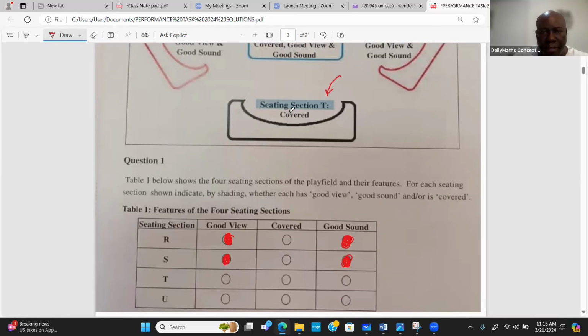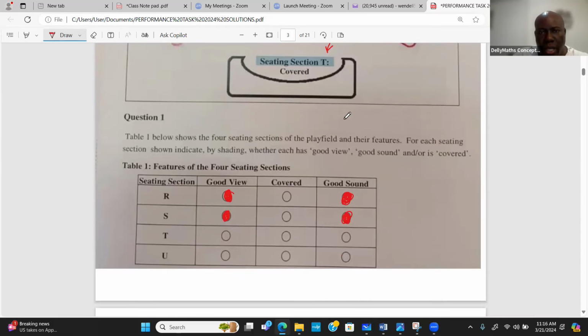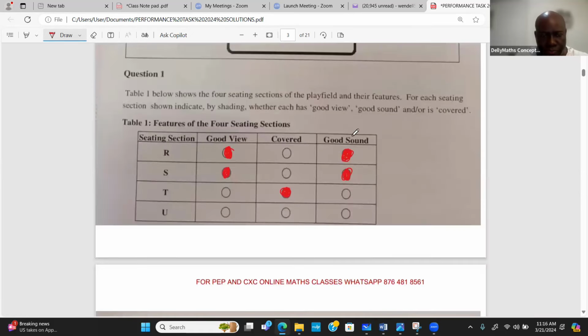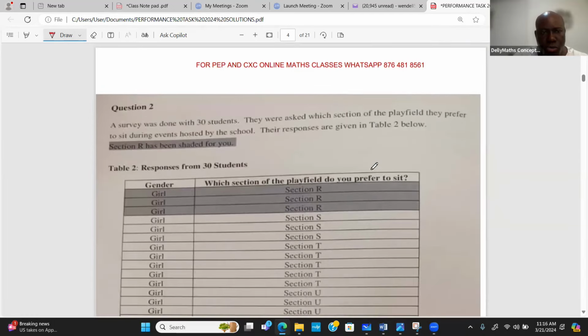T is at the extreme back. We're only covered. We don't get a good view and we don't get good sound. U is like front stage. This is like a VIP section. Everything: good view, good sound, and we're covered. All right, so that is all we needed to do for that section. Let's keep going.